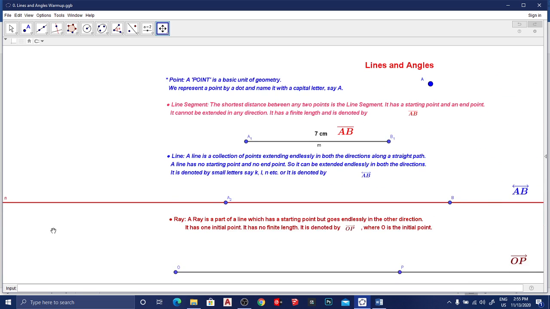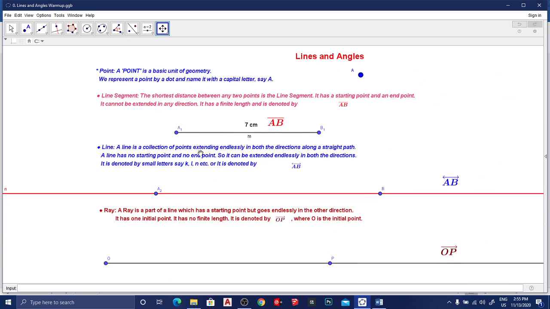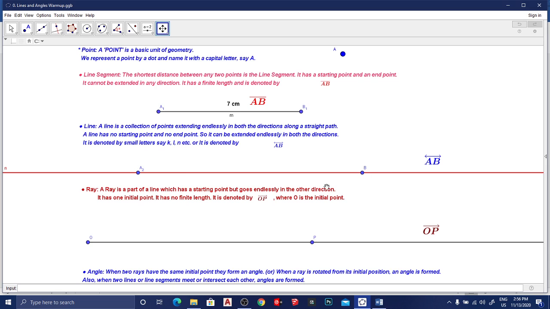But a line segment has a finite length and has 2 points, a starting point and an ending point. But for a line, there is no starting point and no ending point. To denote a line with a name, we will take 2 points like this, A and B, and we will denote it as line AB and read it as line AB.